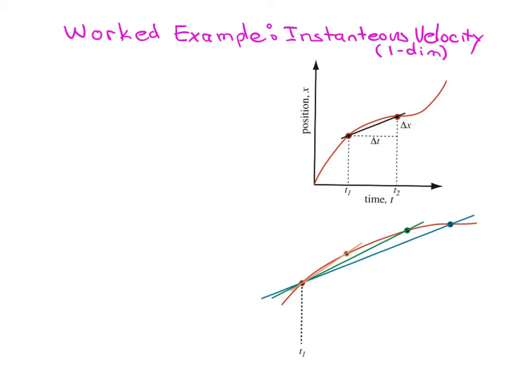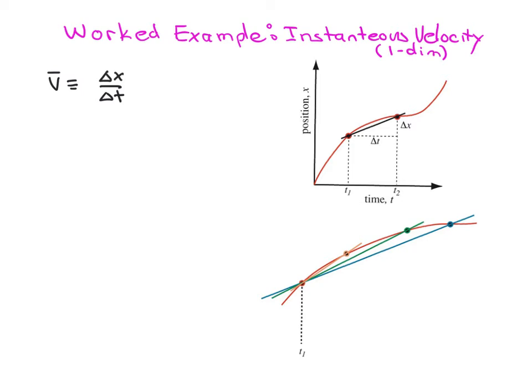So the idea of instantaneous velocity relies on remembering what we meant by average velocity, which we did in the previous worked example. By definition, the average velocity of an object in a one-dimensional world is just the ratio of the displacement of the object to the time interval delta t over which the displacement occurs.